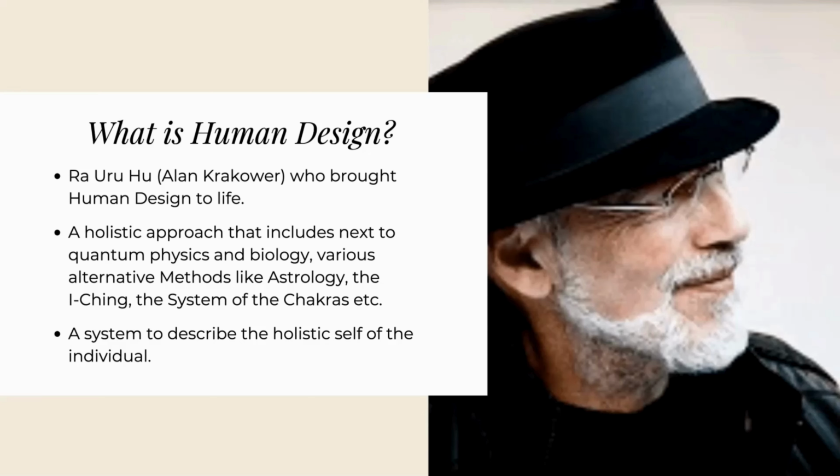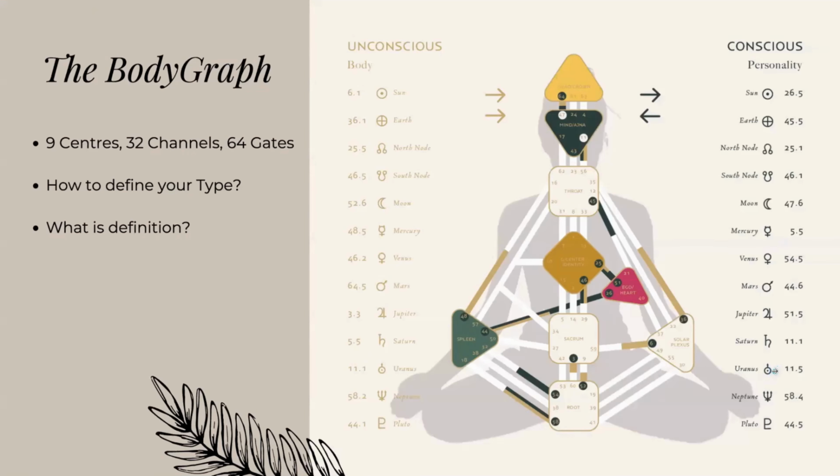Also, this system is used and can describe the holistic self of an individual, and I'll show you what that means. So here you see, as you've already seen, it's the same picture I put in the description of the workshop. So this is a body graph. This is how it is called. And it has these geometrical shapes in the middle, like these squares and triangles.